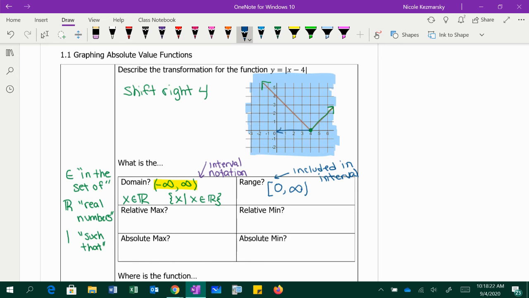So infinity will always have a parenthesis because infinity can't be included. Infinity goes on forever. We never stop and grab it. But 0 can be included if there's a dot there.